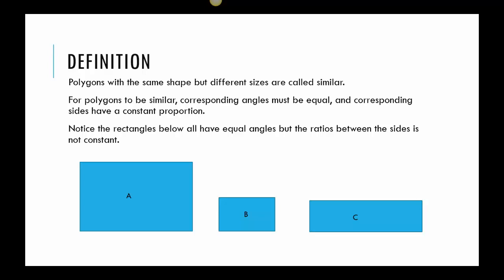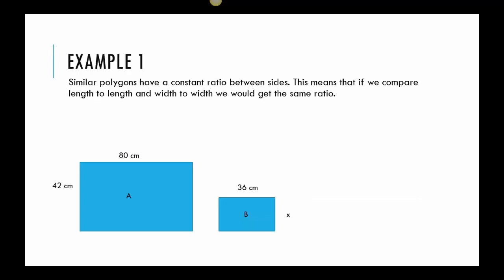Notice that the rectangles below all have equal angles because they're all right angles. But if I were to look at the ratios between the sides, I can see that they wouldn't all be the same. So I just want you thinking as we start this that not all polygons are going to be similar. Just because I have triangles doesn't mean they're the same. Just because I have rectangles doesn't mean they're going to be similar either. It really has to do not with just the shape, but also how that shape corresponds to the other one. So there has to be this correspondence we set up.